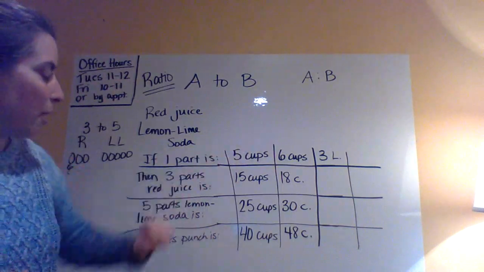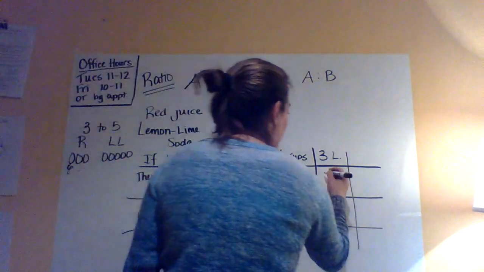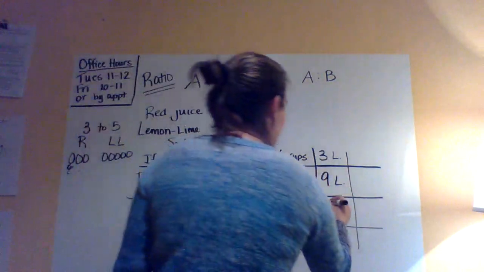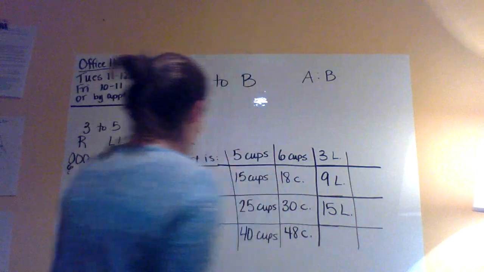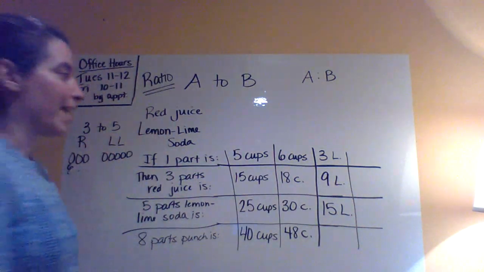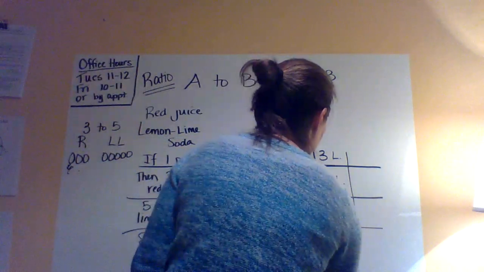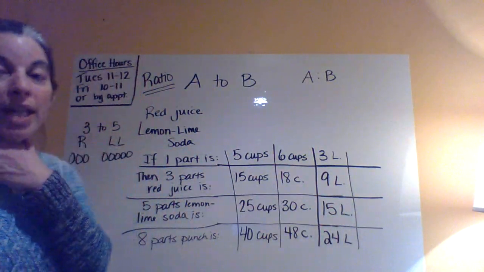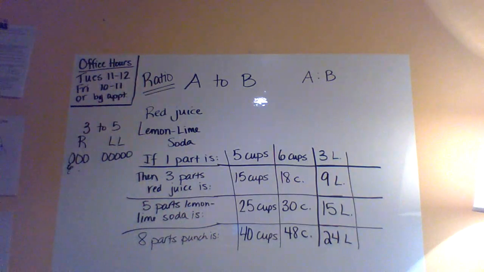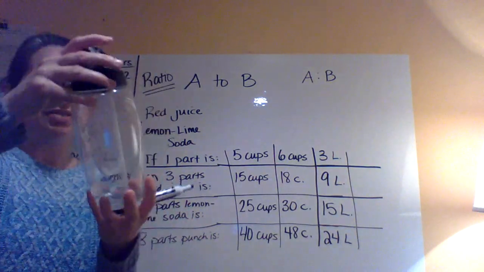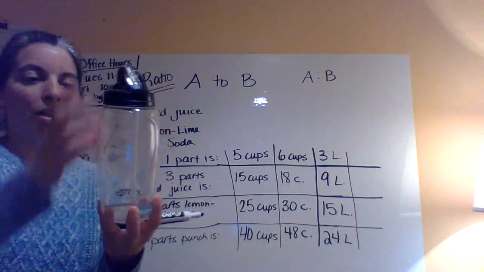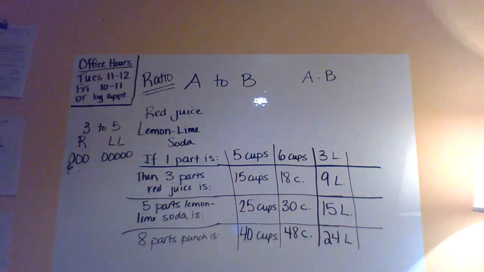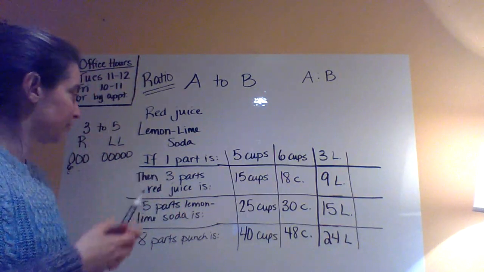So if my one part is 3 liters, I'd have 3 of those for juice, that's 9 liters. I'd have 5 of those for soda, and I'd have 8 of those all together, which is 24 liters, which is also 9 plus 15. Okay, so again, it doesn't matter. I could just say, I have this water bottle, whatever this is, even if you have no idea how much it holds, 3 of these of juice, 5 of these of soda is going to be 8 of these. That's going to make the certain combination that we want.